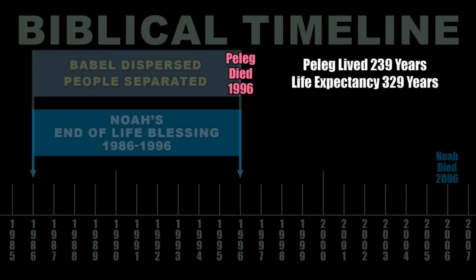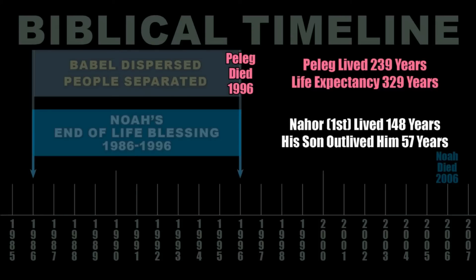But now we're going to talk about the other lifespan that stood out in the genealogy after the flood, and that is Nahor the First, the grandfather of Abraham. He lived only 148 years. That lifetime also stood out as being cut short because his son Terah outlived him by 57 years. So clearly, there must be a reason why his lifetime was cut short. Okay, 2 people not living out their life expectancies. What does that have to do with anything? Until you see that Nahor the First also died in the year 1996, the same year as Peleg. Whoa, that circumstantial evidence is mounting up and pointing to something here, and it isn't good.